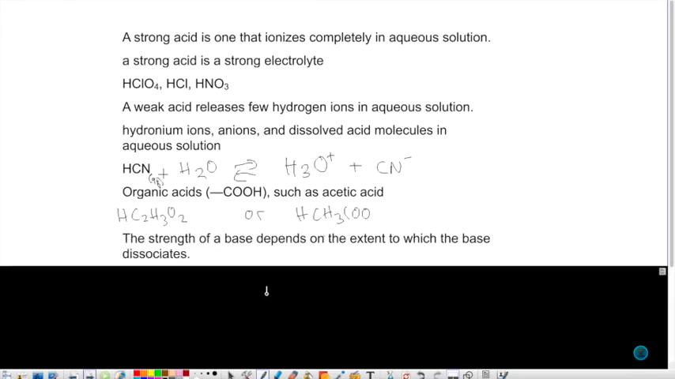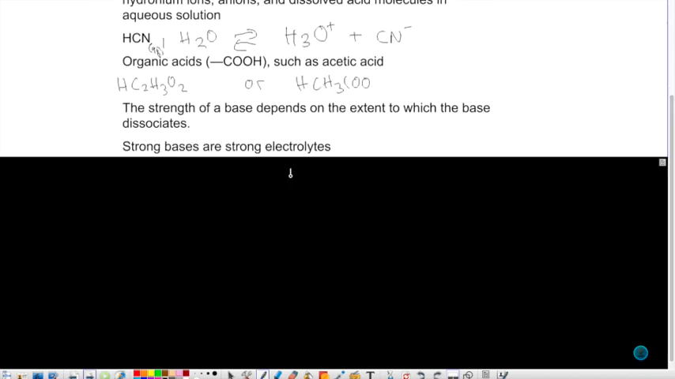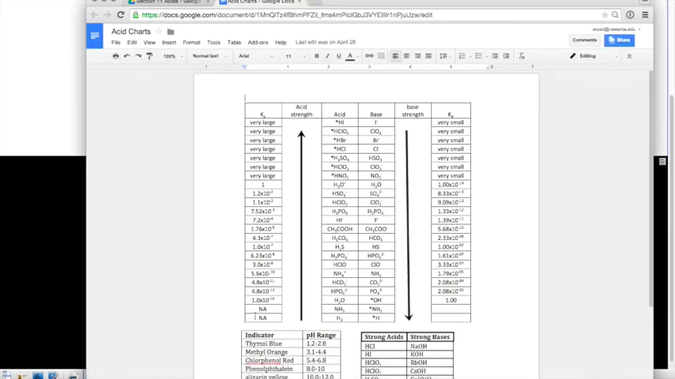Okay, and again, just like a strong acid, there are also strong and weak bases, and the strength of a base depends on the extent to which the base dissociates. Strong bases are also strong electrolytes, no surprises there. And now let's look at the acid strength table. So here we have the acid strength table. You can see increasing acid strength. So these ones up here, HI, HClO4, HBr, HCl, H2SO4, HClO3, HNO3, these are all really strong acids.